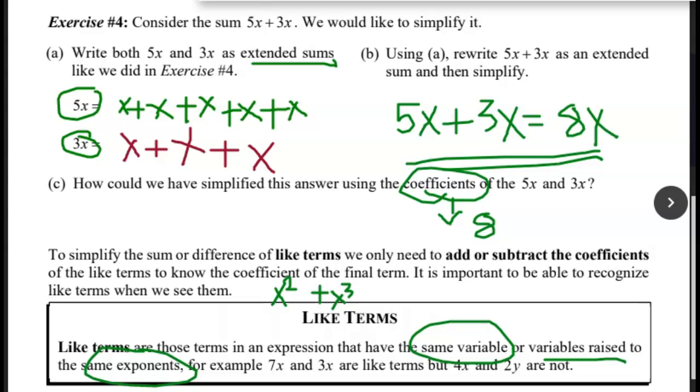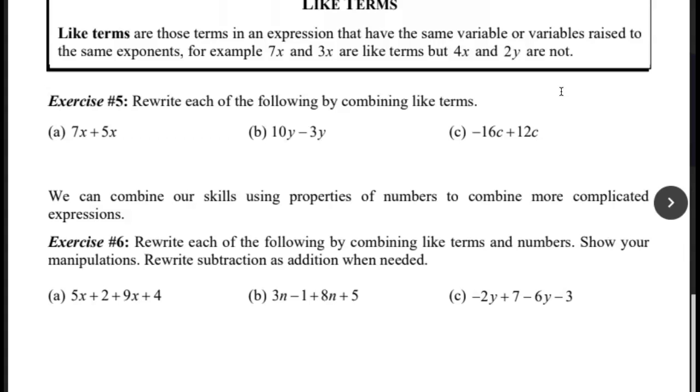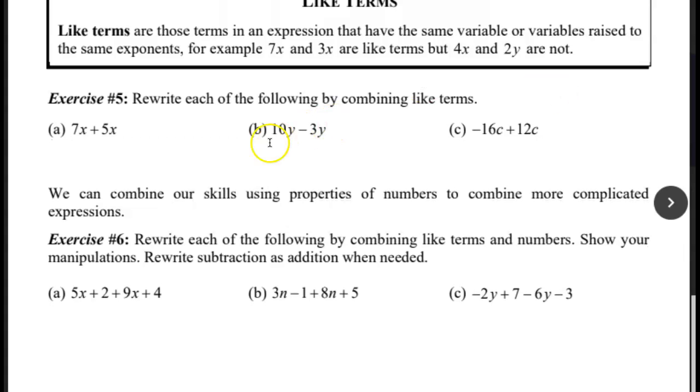Okay, cool. So let's move on to the next one. Here, I would like you to do on your own. Rewrite each of the following by combining like terms. It looks like this is the same term, the same term, the same term. The only difference is it has a subtraction here, and it has a negative sign before or subtraction before addition.